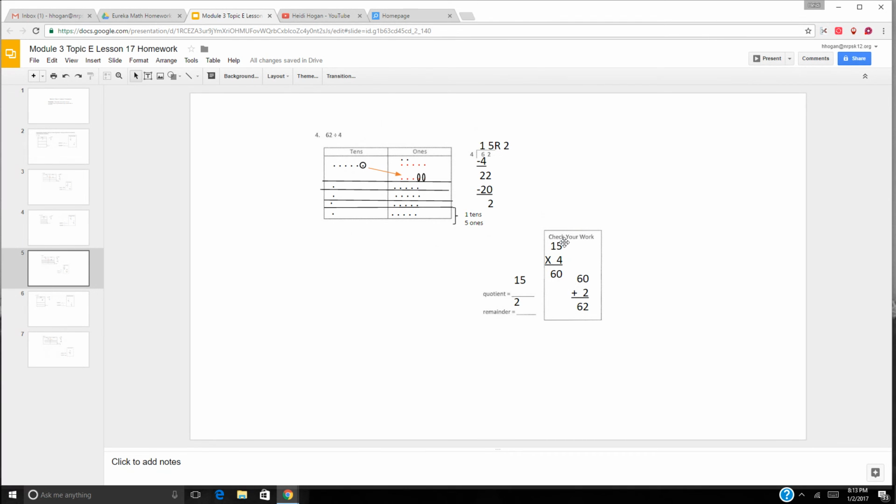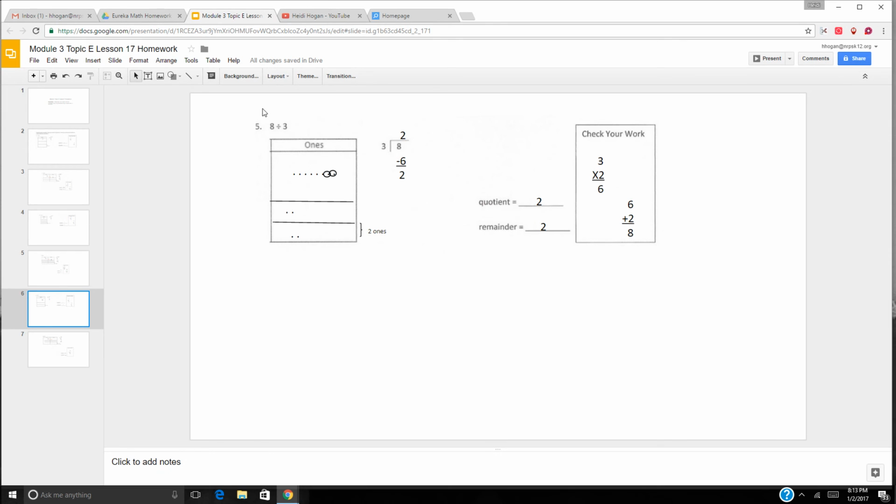And if we check, 15 times 4 is 60, and we add our remainder, 60 plus 2 is 62. And again, uh-oh, what is going on? I only have 2 sections. I should have 3 sections. This is not correct. But 8 divided by 3.